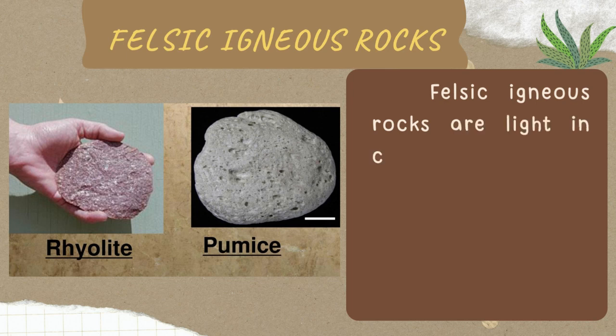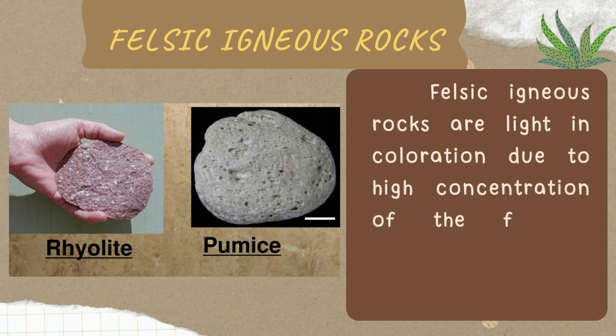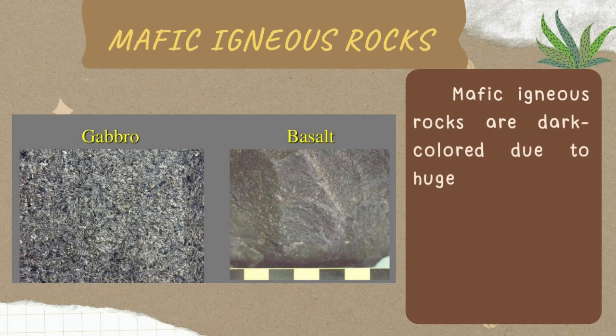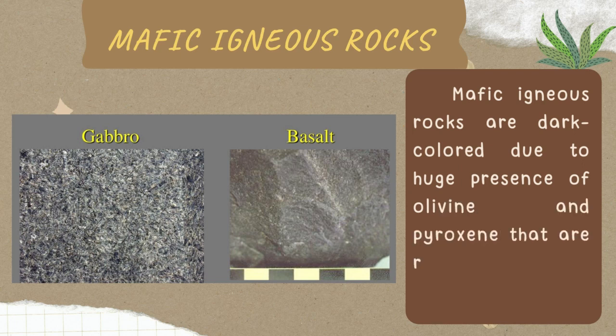Felsic igneous rocks are light in coloration due to the high concentration of feldspar that is rich in aluminum. On the contrary, mafic igneous rocks are dark in color due to the huge presence of olivine and pyroxene that are rich in magnesium and iron. These rocks are gabbro, diorite, and peridotite. They are all intrusive or plutonic, while these rocks are obsidian, fire opal, and basalts. They are all extrusive.